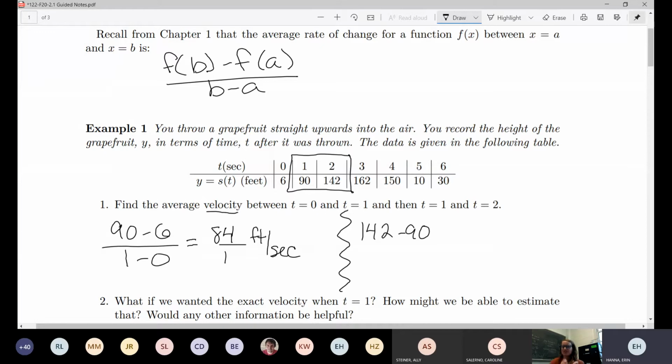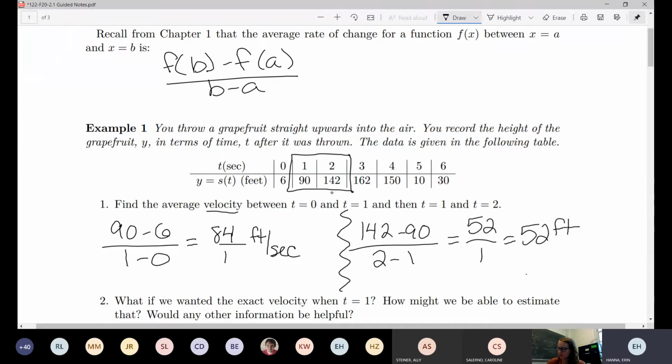So what am I doing? Average velocity between 1 and 2 would be our 142 minus 90 over 2 minus 1, which would give us 52 over 1, so 52 feet per second.